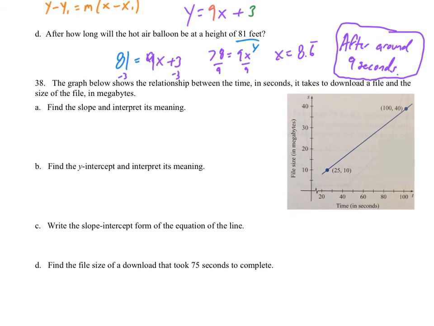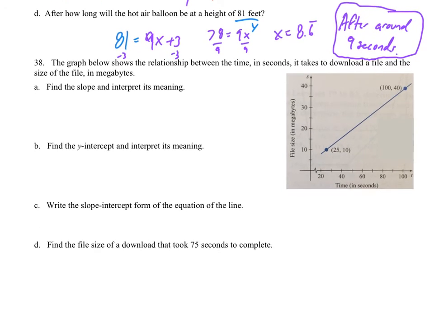Next one's pretty similar in what it wants us to do: find slope, find y-intercept, write equation, then use our equation to do something. But this time they're giving us a graph to use instead of just a table. I'm going to start the same way, so I could use the slope formula to find the difference in my y's, and then my difference of my x's, or I could just look at my graph here.